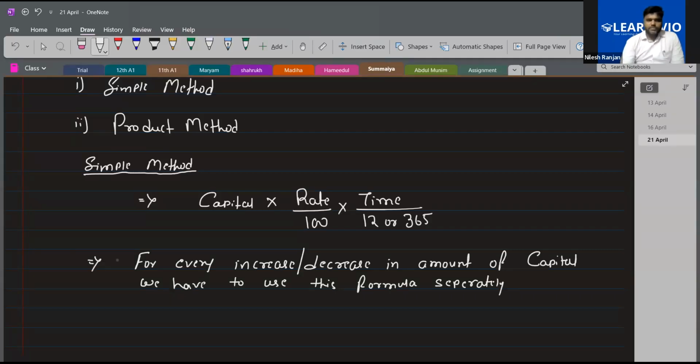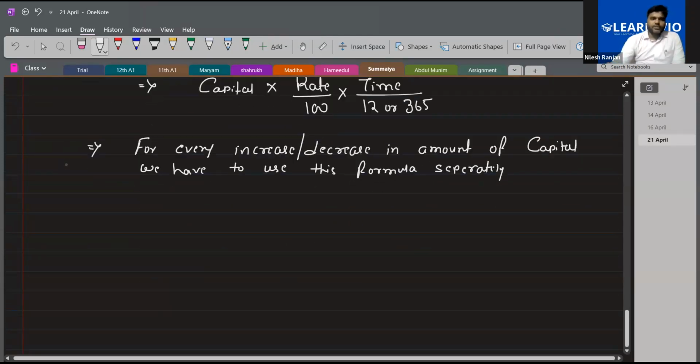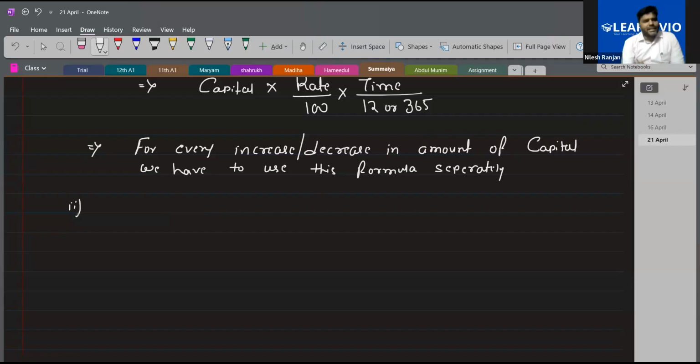So this is the note for the simple method, the first method. The second method is called the product method. Now, when there are more than 3-4 changes in a year, then we can apply the product method. Sometimes it seems easy, but most of the students say that it is very difficult.